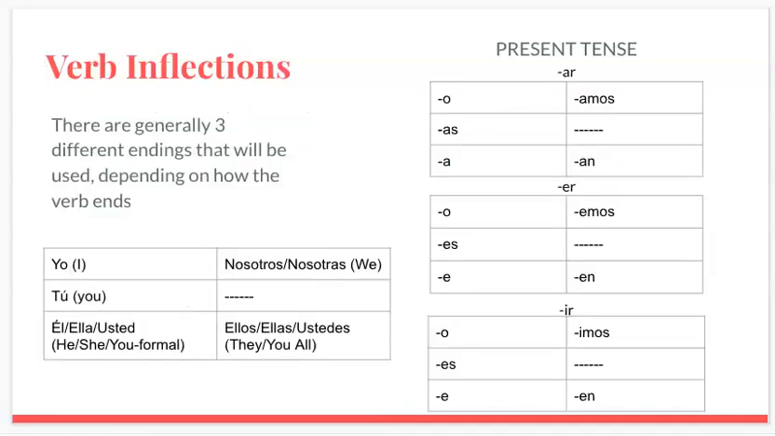Here's the rest of the verb inflections that occur in Spanish, and this is a very important part of the Spanish language. There are generally 3 different endings that will be used depending on how the verb ends. So we have AR, ER, and IR verbs. AR will be changed to o, as, a, amos, an. ER will be changed to o, es, e, emos, en, and IR will be changed to o, es, e, imos, en. And it all corresponds with this table over here. So the first box would be the I box, second box would be the you box, third box would be he, she, or you formal, the fourth box would be the we box, and the fifth box would be they or you all.